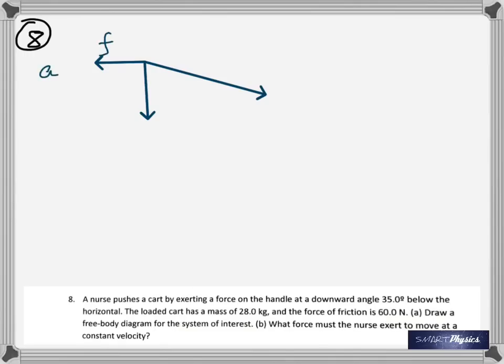Here it goes. A nurse pushes a cart by exerting a force on the handle at a downward angle 35 degrees below the horizontal. Take a look at this diagram. Don't you think that this is the force? Because you can see it's below the horizontal, which is going to come up, and this angle should be 35 degrees. The loaded cart has a mass of 28 kilograms and the force of friction is 60 newtons. Draw a free body diagram for the system of interest.